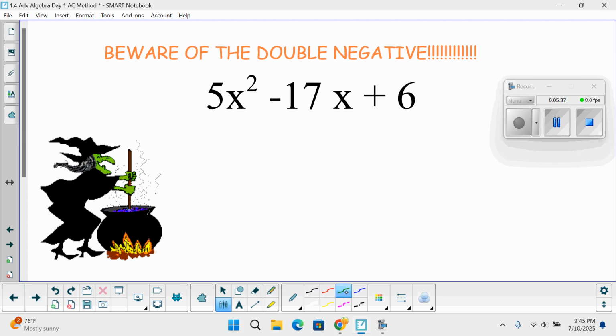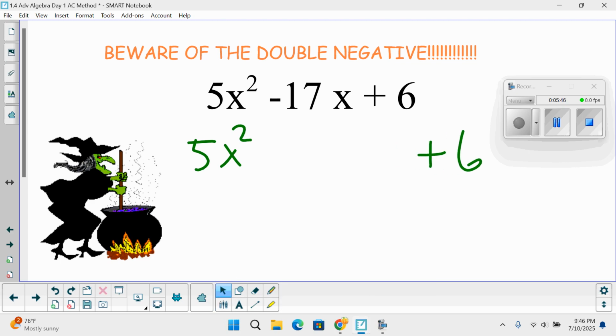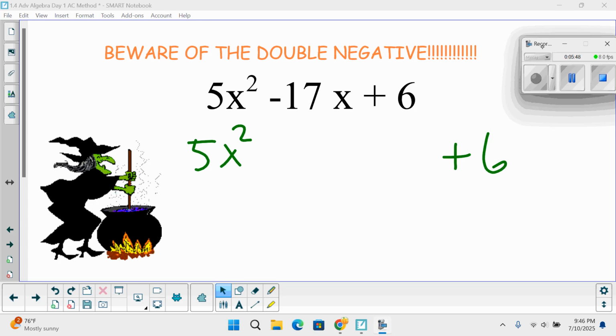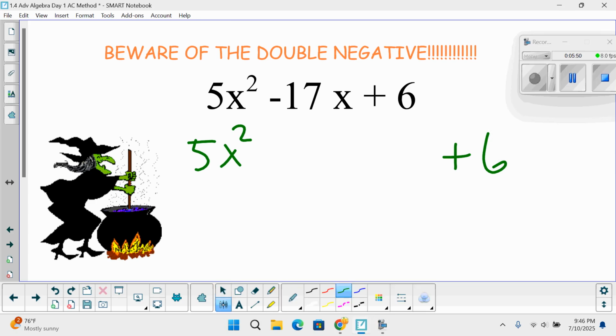We have that 5 out front. That's why we're using this AC method. So I'm going to put my 5x squared here and my positive 6 here. I don't know if I left enough space. Let's slide that over a little bit. All right, 5 times 6, don't forget to do a times c. That's going to give me my 30.